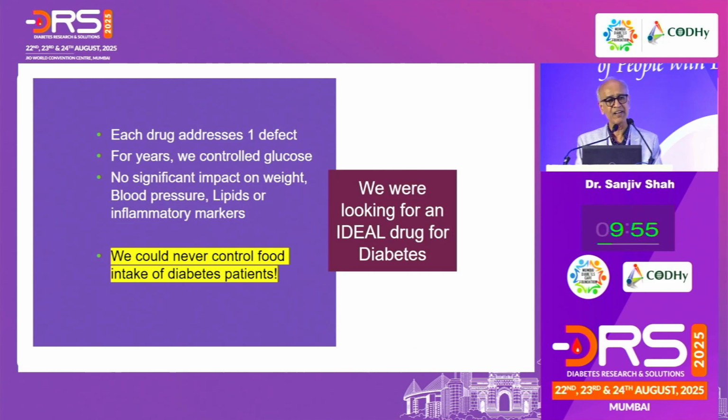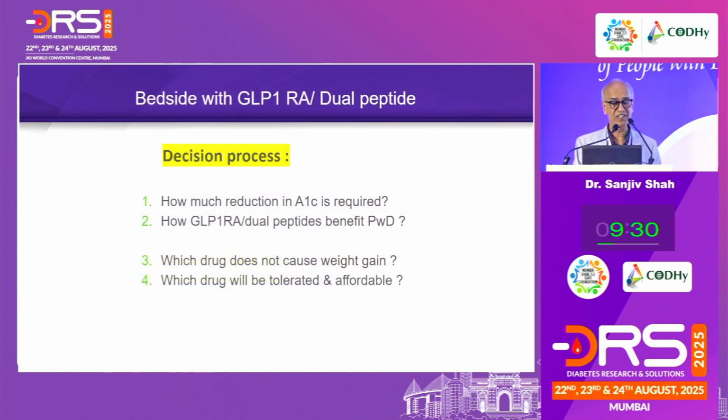When we look for an ideal drug to manage diabetic people, each drug so far addressed one defect. For years, we controlled glucose without having an impact on body weight, blood pressure, lipids, let alone inflammatory markers. We could never control the food intake of diabetic people. We probably needed a drug, as the food industry is so powerful in creating a kind of food, and we wanted to switch off that kind of food consumption.